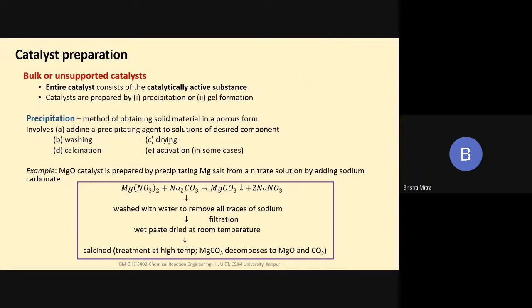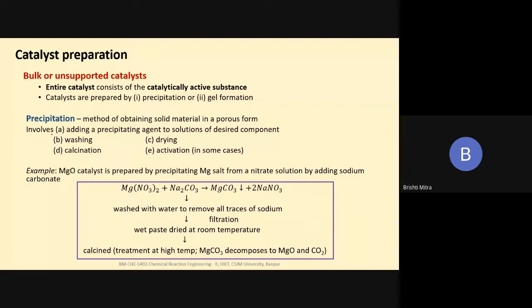Catalyst preparation. Then comes the bulk or unsupported catalysts. How do we prepare these catalysts? Now, if you remember when I taught you about the different types of catalysts, I told you there are two primary types. One is called the supported catalyst and one is called the unsupported catalyst. And now let us see how we prepare these.